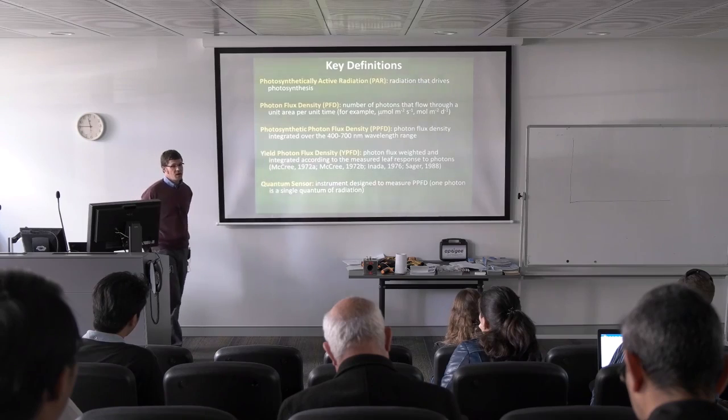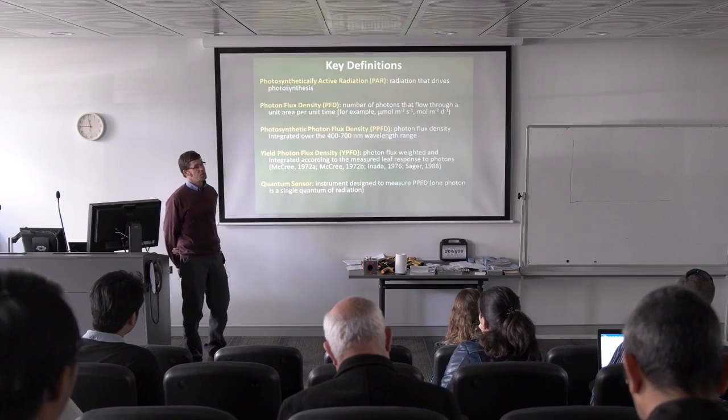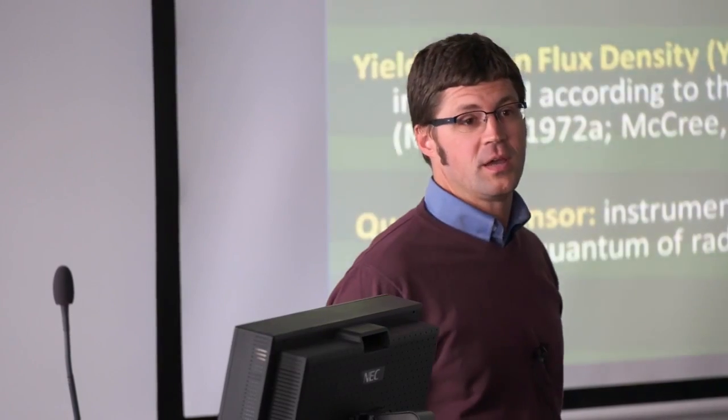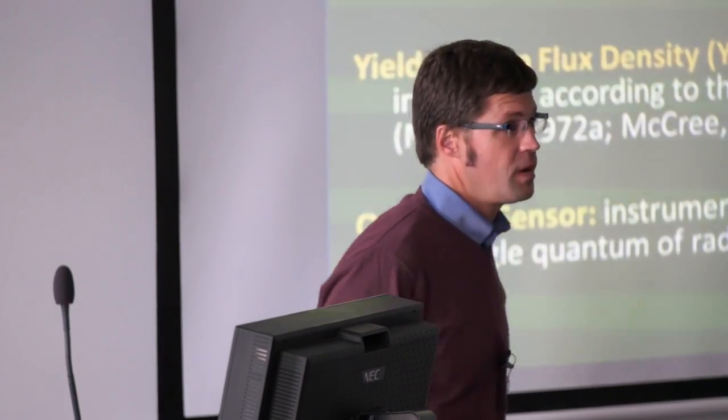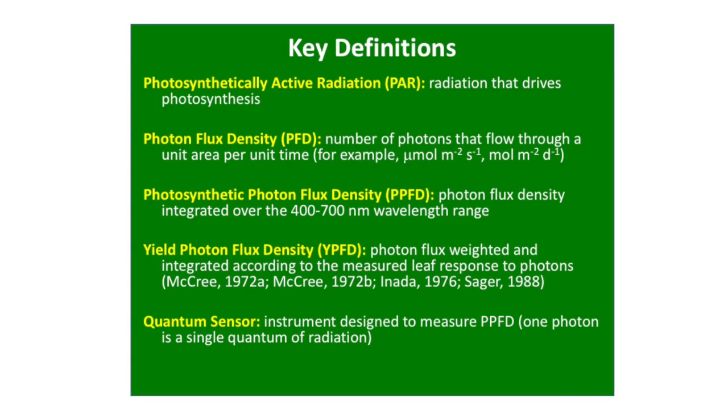So before we start talking about the sensors, here's just a few definitions. You probably have heard these terms before and seen them defined, but it always helps to review a little bit. So I already mentioned that photosynthetically active radiation is the radiation that drives photosynthesis. Photon flux density is just the number of photons that flow through a unit area per unit time. And we're just counting photons, basically.